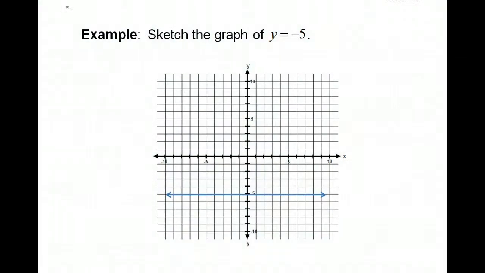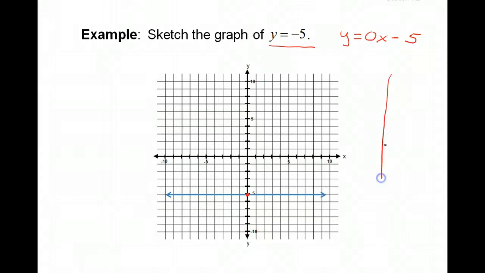I actually want to look at 2 more. If we look at the graph of y equals -5, I could think of that as y equals 0x minus 5. My y-intercept is -5 down here, and if I go up 0 and over 0, I'm really not going anywhere. If the slope is 0, then I'm looking at a horizontal line.